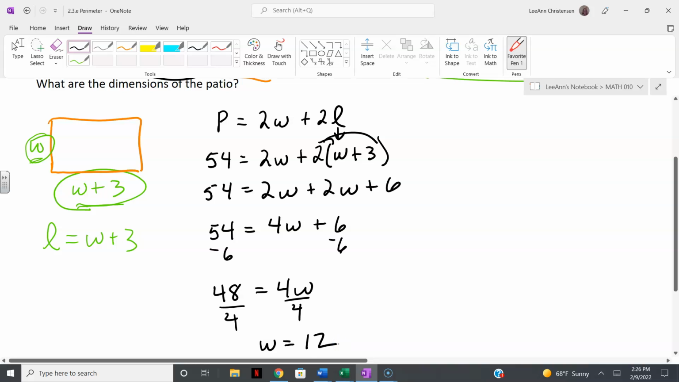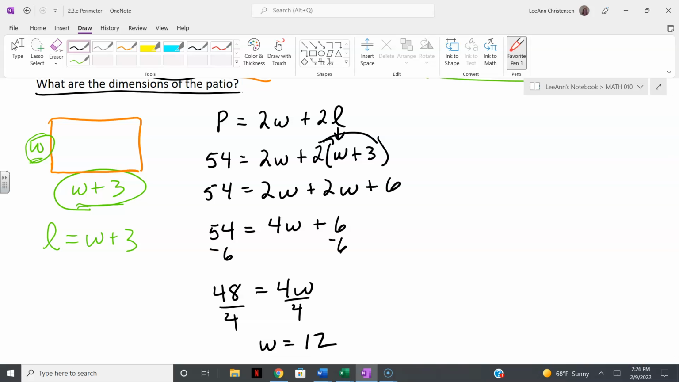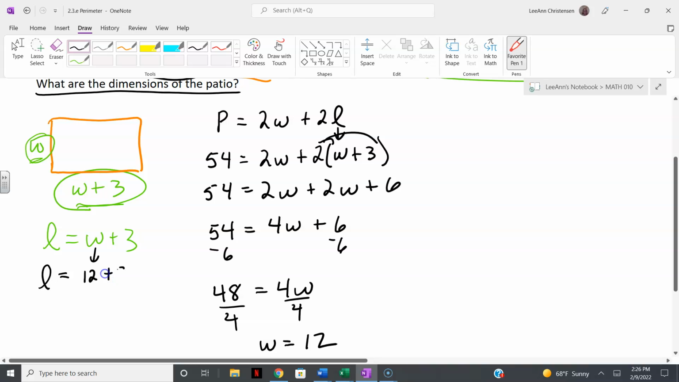Now, what was the question? It says, what are the dimensions of the patio? So they want to know both the width and the length. The width, 12 feet. How do I figure out the length? Well, I go back to my length equation, and I say, well, the width is 12 plus 3. Okay, the length then must be 15.